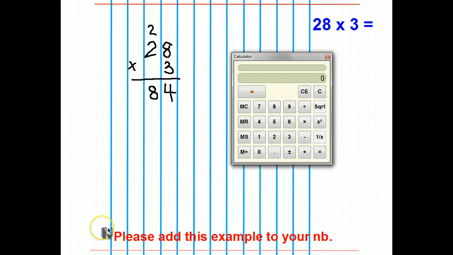And now that you've written that into your notebook, here's the quick and easy way of checking my work. Yeah, I've grabbed a calculator. So let's take 28 times 3, and there you go. 84 is in fact correct.